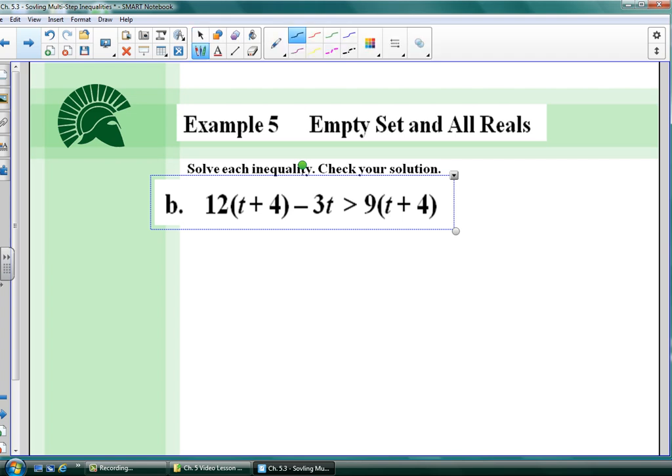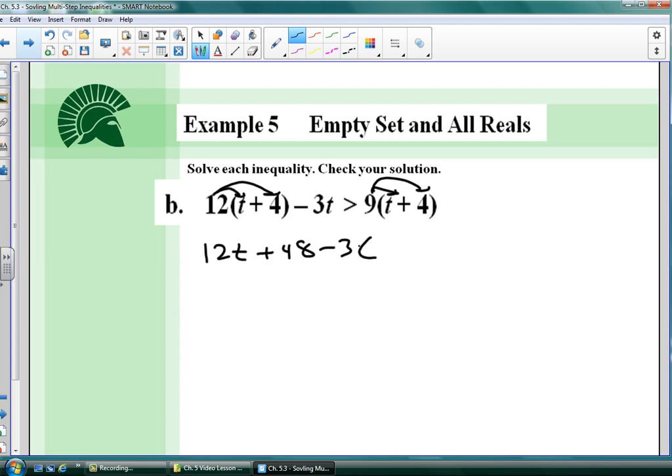So again, I see distributive property. I'm going to do that. Okay, I like to draw arrows to remind myself of what's happening. So I do 12 times t, which gives me 12t. I do 12 times 4, which gives me 48. I have minus 3t on the left side, which is greater than 9 times t, which is 9t, plus 36.